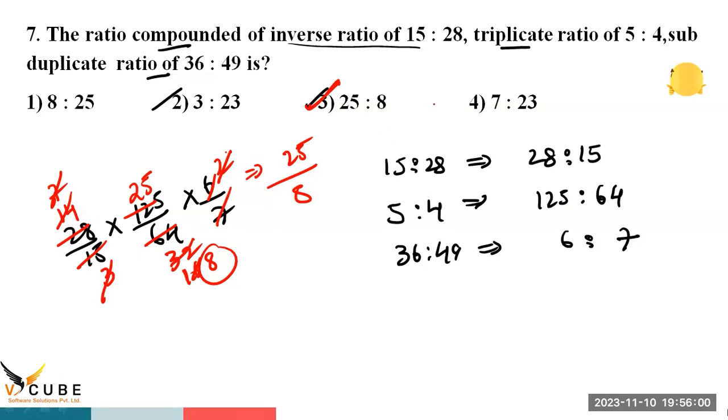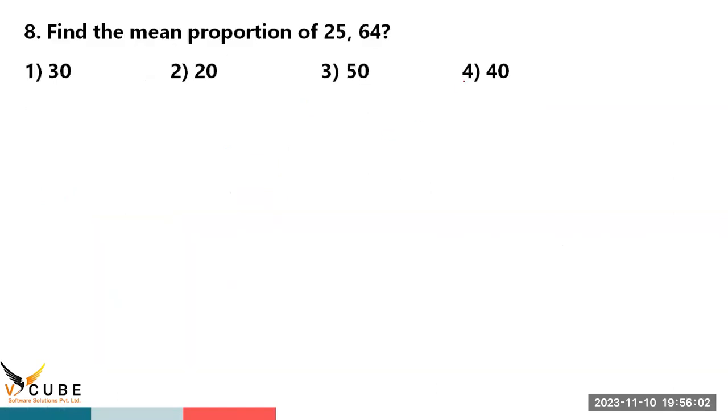Yes, sir. Next one. Find the mean proportion. What is the mean proportion formula? Root of AC. B is equal to root of AC. Root of 25 is how much? 5. Root of 64 is how much? 8. So 5 8s are how much? 40. So that is the answer. Clear, all of you? Yes, sir. Mean proportion and second proportion have the same meaning.